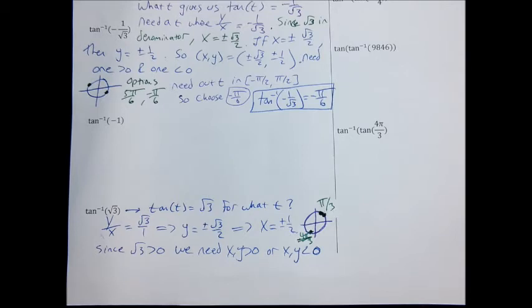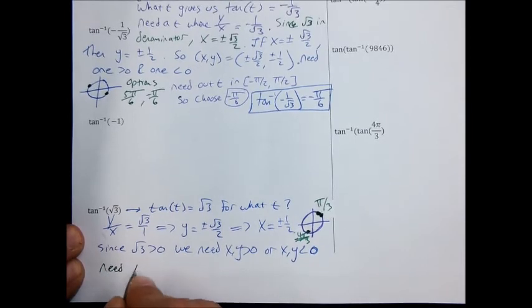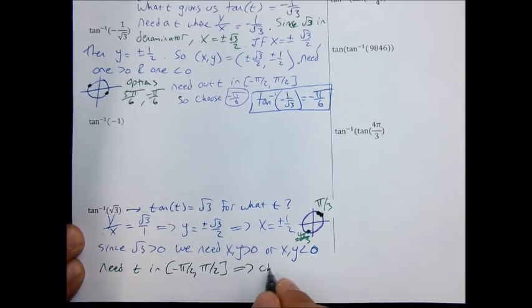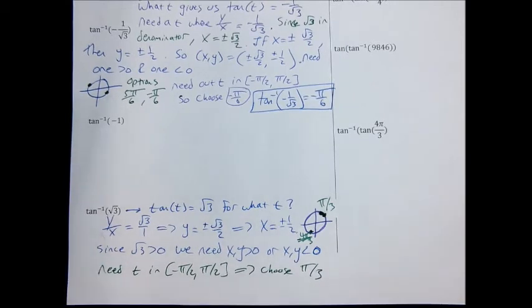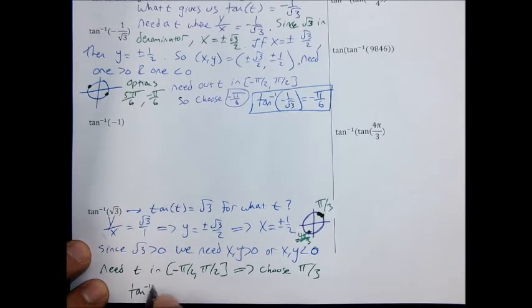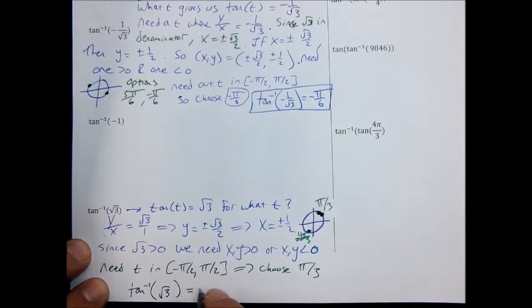And we want to pick the one that's between minus pi over 2 and pi over 2. So which one of those two is on that interval? Yeah, pi over 3. So we need t to be between minus pi over 2 and pi over 2, and so that means we choose pi over 3. And so our answer, tan inverse of root 3, is pi over 3.